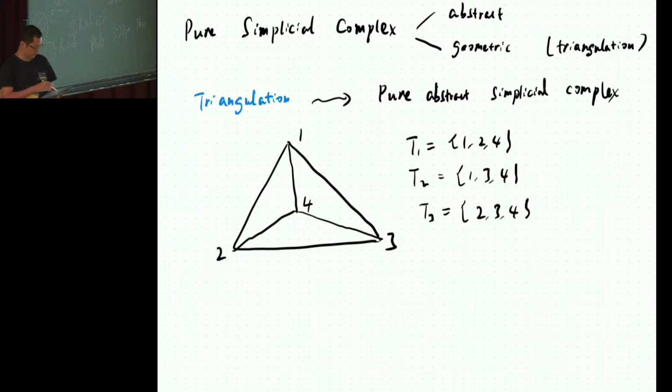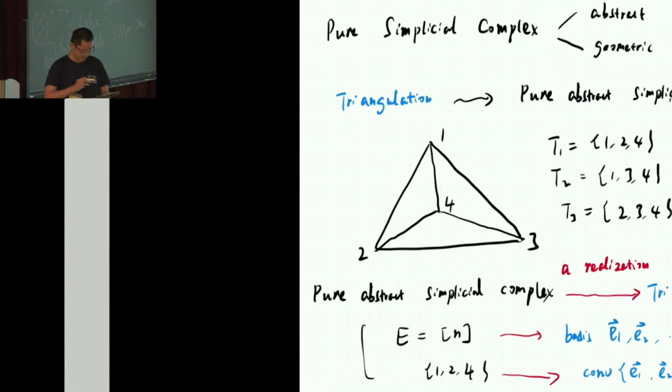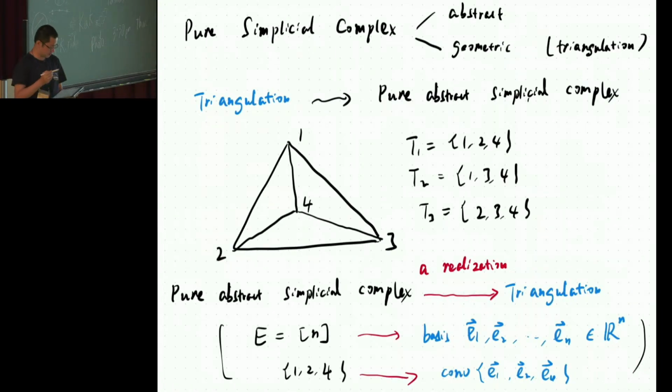So for a triangulation like this, you can define a pure abstract simplicial complex in the obvious way. Here T1 is this face, just 1, 2, 4. T2 is 1, 3, 4, and T3 is 2, 3, 4. Then you take all the subsets, you will get a simplicial complex. We can actually do that in the other direction. If I start with a pure abstract simplicial complex, I can construct a geometric one by doing so.